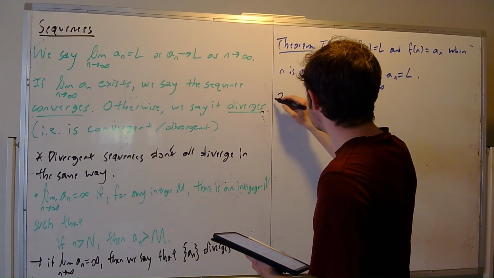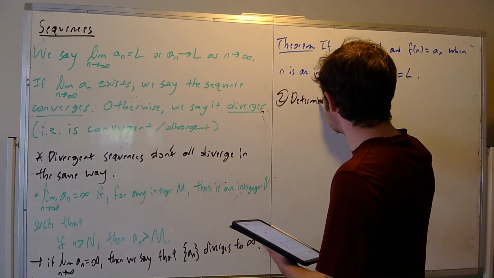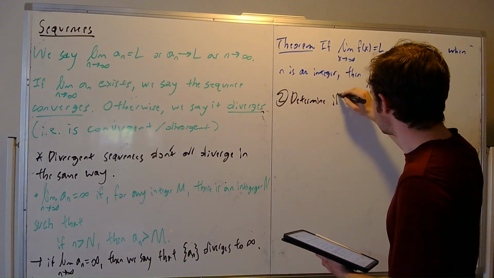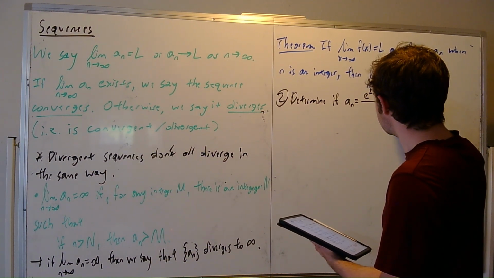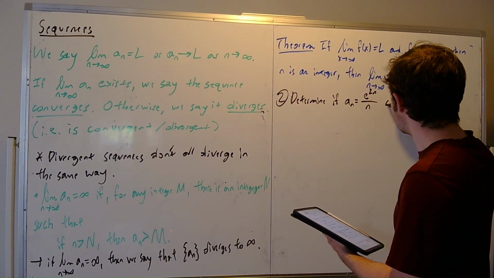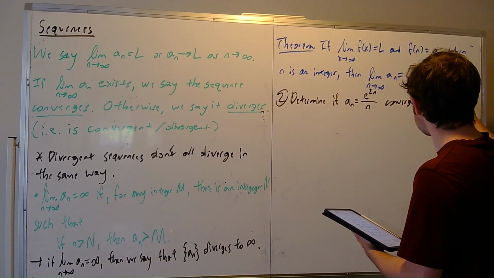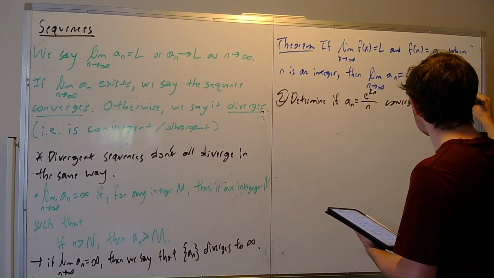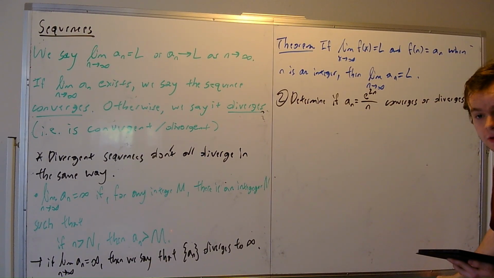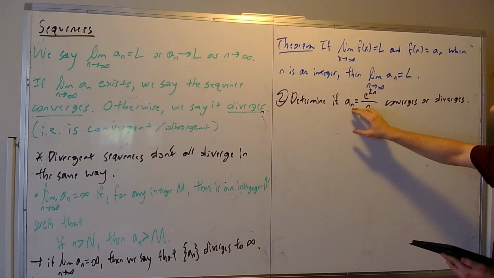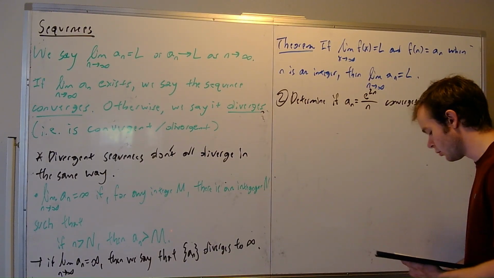So example number 2 is going to say: determine if a_n equals e to the 2n over n converges or diverges. Okay. So as I said here, what we do is just replace the n's with x's and then just take our limit like we would normally do in Calc 1.